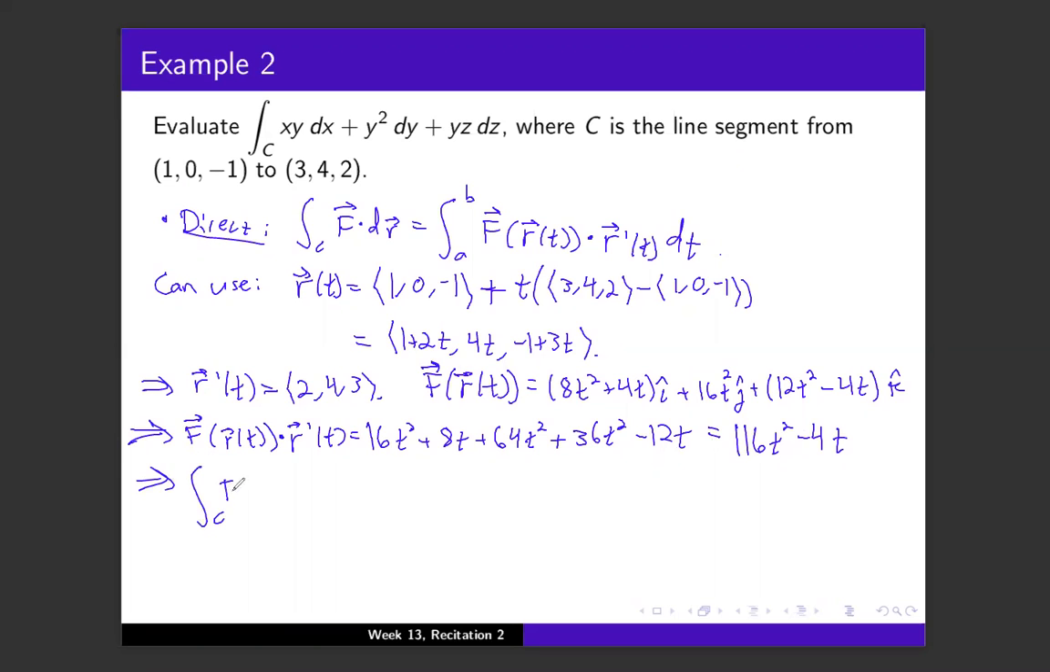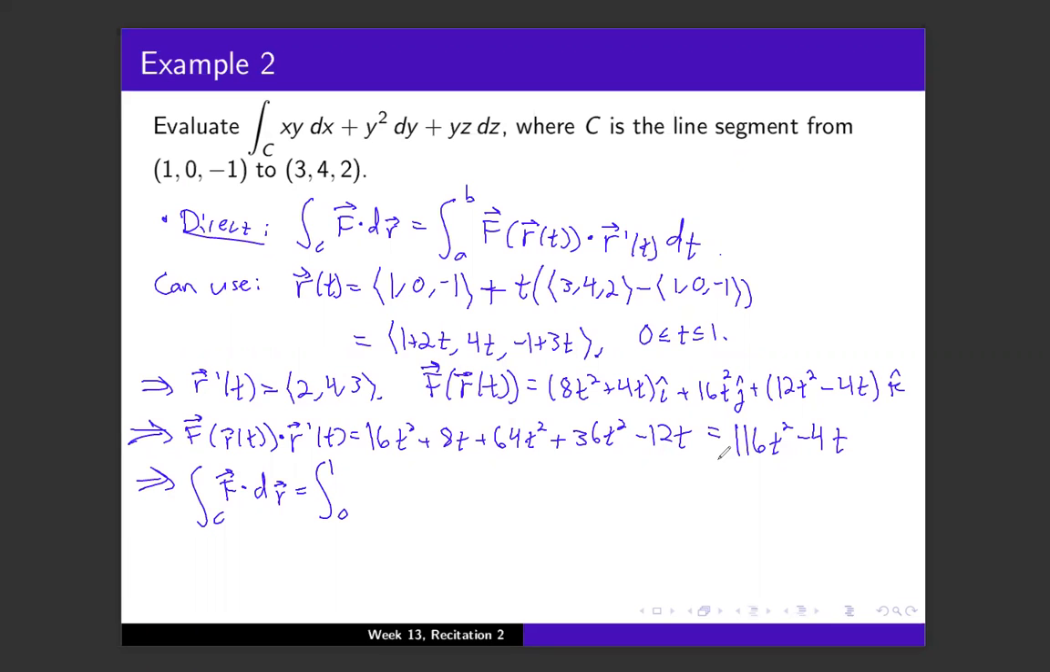So we take the line integral, integral over C of F dot dr, integral from 0 to 1. I forgot to mention that, by the way. This parameterization works for t going from 0 to 1. And if you don't believe me, just try it out. I mean, that's certainly a line segment because all the terms are linear. And if you plug in 0, you get 1, 0, -1. And you plug in 1, you get 3, 4, 2.